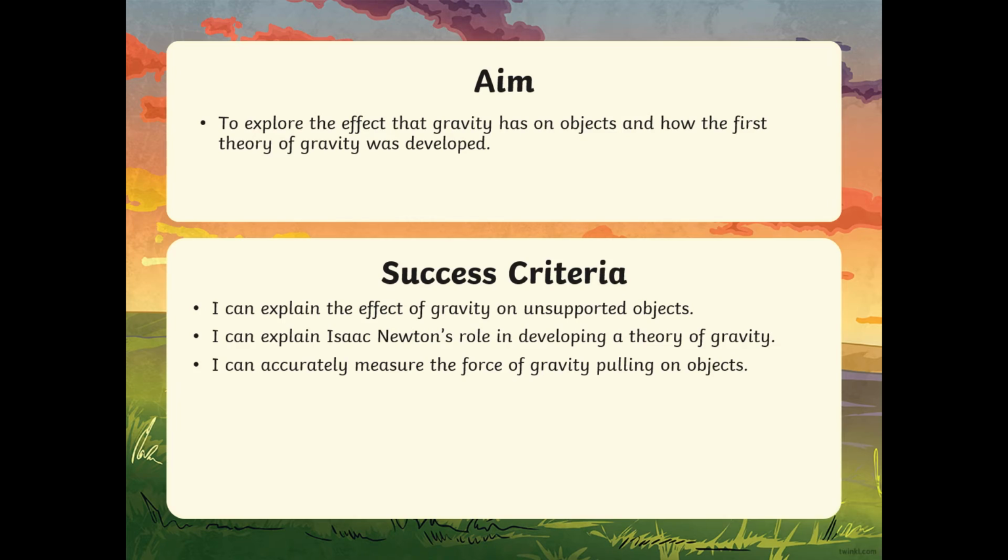What we're going to do today is think about the effect that gravity has on objects. Seems obvious, I know, and learn about how the first theory of gravity was developed. We're going to be using some sheets on Purple Mash, so make sure you have a look at them if you haven't already. You can explain the effect of gravity on unsupported objects, learn about Isaac Newton's role in developing a theory of gravity, an idea about how it works, and ideally we're going to measure some things. We're not exactly going to measure the force of gravity, we're going to weigh things, but it's a bit different, as I'll explain when we get there.